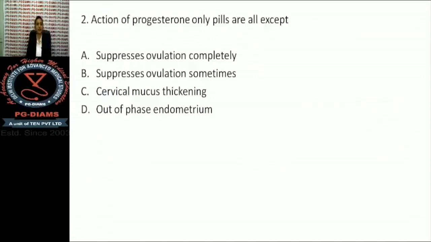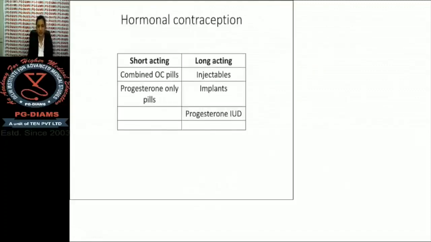Now coming to another important question: action of progesterone only pills are all except. Now you have multiple hormonal contraceptives. You have oral, injectable, and even in the form of intrauterine devices. All of them contain either estrogen plus progesterone or progesterone alone. So the mechanisms of all of them are not completely similar. They're somewhat similar, but they differ according to the doses and the contents they have. So you have to know what each of these hormonal contraceptives contain, how much they contain, and what the mechanism of action is.